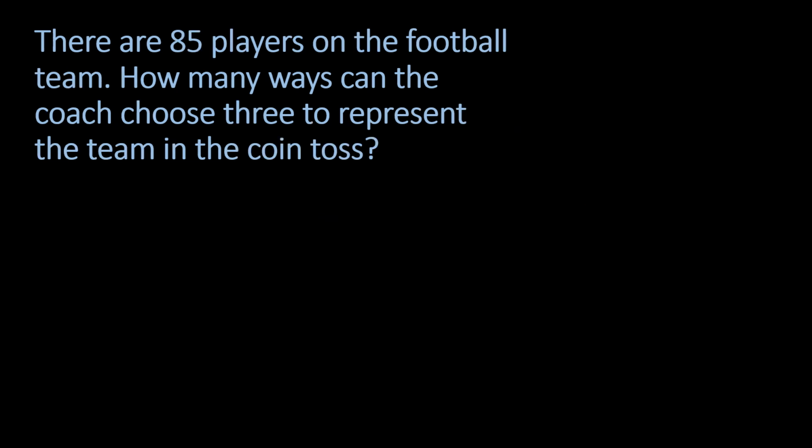Okay, let's do another. There are 85 players on the football team. How many ways can the coach choose 3 to represent the team in the coin toss? So order doesn't matter. He's just picking 3 to go out there. N is our total, 85. And R is how many we're choosing. So we're choosing 3. Okay, so 85C3. Using our formula, we'll have 85 factorial over 85 minus 3 factorial, and then 3 factorial.